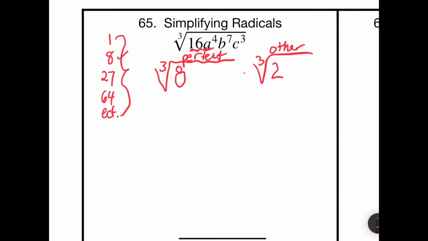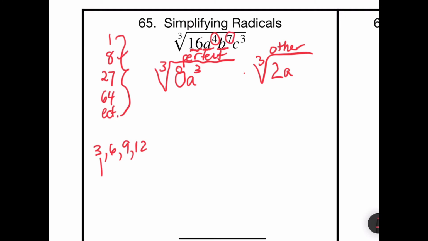Now I'm going to look at a to the 4th. This time we're not going to look for even numbers, we're going to look for multiples of 3. 3, 6, 9, 12, etc. I need the largest multiple of 3 before I get to 4. That would be 3. So I would have a cubed in the perfect cube root and a in the other to get to 4. Now I'm going to look at the b factor.